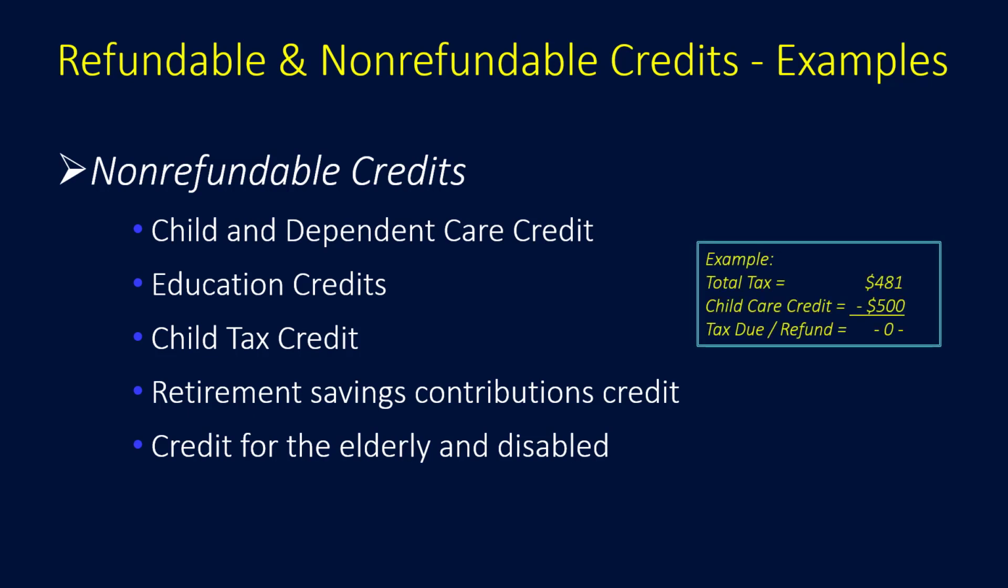For example, if the total tax on the return were $481 and the child care credit came out to be $500, then the tax due or the refund would be zero. Now, just a word before we leave this slide. The child tax credit, I show it as a non-refundable credit. The additional child tax credit is the refundable credit, and we'll talk about that in just a moment.